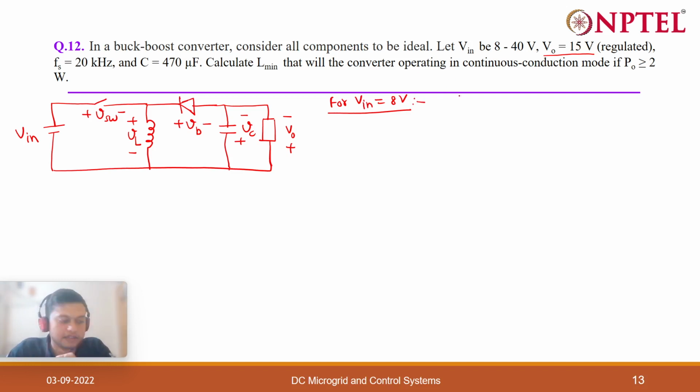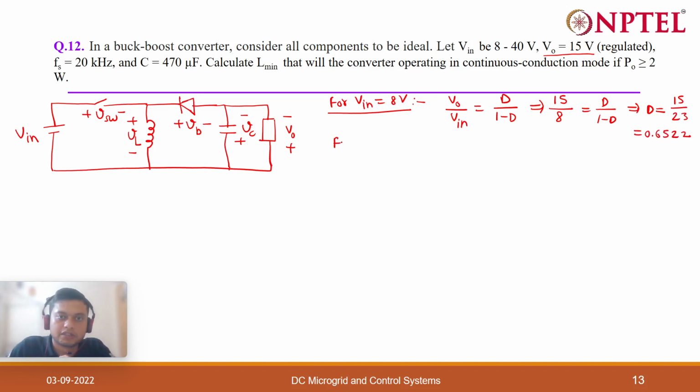For 8 volt, we know the relation between V0 divided by V in is equal to D divided by 1 minus D. V0 is 15 volt, V in is 8 volt. So from here you can get the value of D as 15 divided by 23, which is 0.6522.